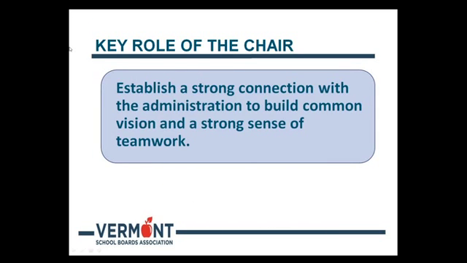So moving on to our second key role, which is to establish a strong connection with the administration to build common vision and a strong sense of teamwork. It's important to remember that the board chair doesn't carry any more authority than anyone else on the board, but really has the responsibility for continually promoting effective operations. And that's going to, in many instances, come down to a strong relationship with the superintendent. Strong collaboration and good communication are really important elements of working together as a team.